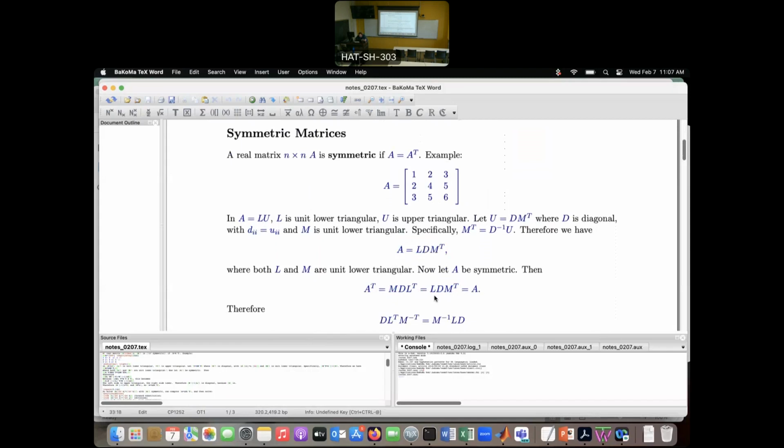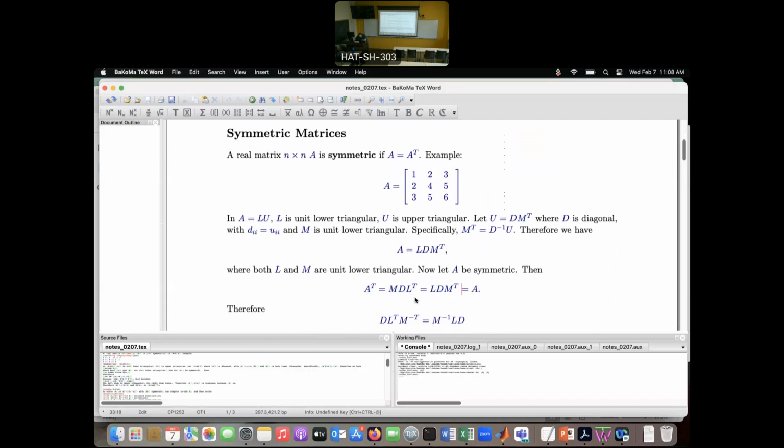Why do you switch it? They make it M D L transpose? Oh, that comes from taking the transpose of this. That would give me M, and then I go in reverse order. I transpose D, but D is a diagonal matrix, so it's equal to its own transpose and just remains D. And then I have L transpose. So because A transpose equals A, I can set these factorizations equal to each other. L and M are both unit lower triangular, and as comes up in one of the homework problems, that means they are invertible.